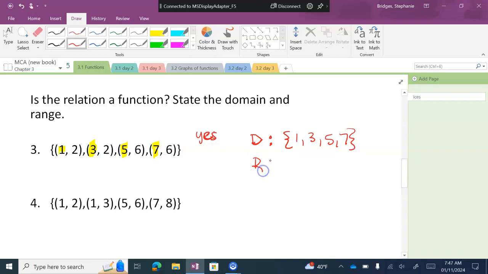All right, what would be the range values in this one? What are my y values? 2 and 6. And they are both repeated twice, but we do not have to write them twice. You can write 2, 2, 6, 6 if you want, but all you have to write is 2 and 6. So if you haven't already, go ahead and do the same thing for 4. Tell me if it is a function or not, and then list the domain and list the range.